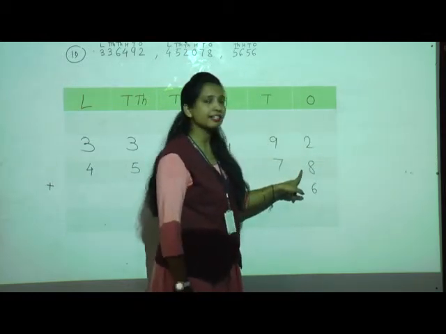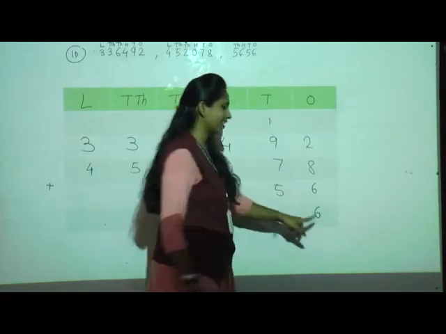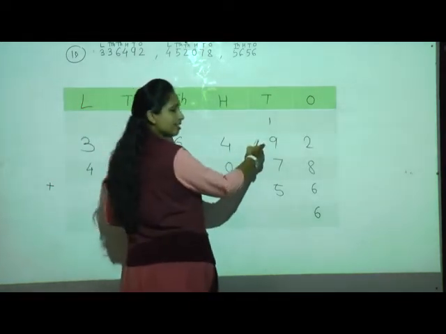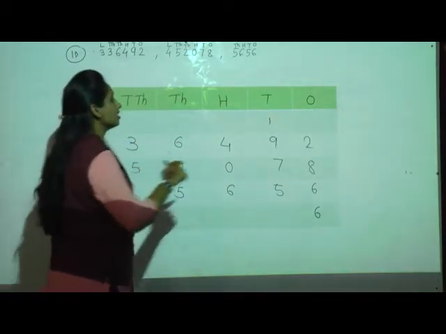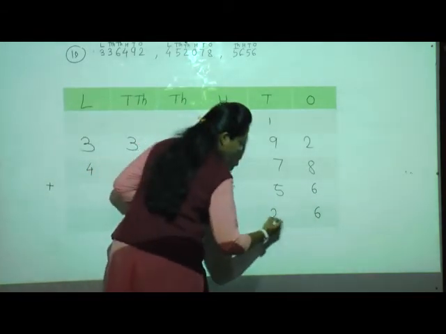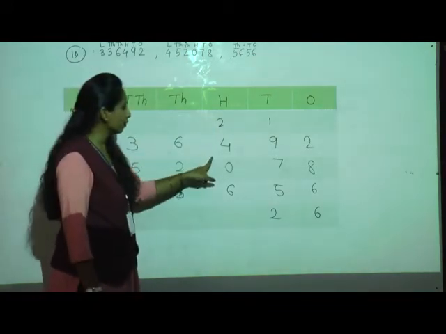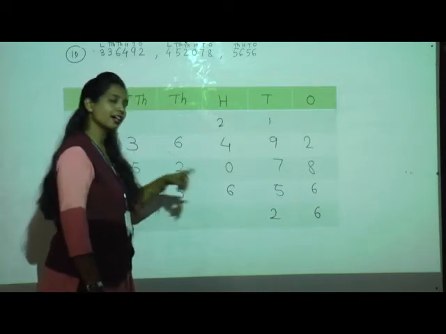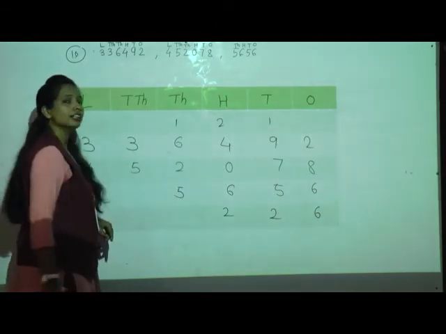Now 2 plus 8 is 10. 10 plus 6 is 16. So 16, 6 I'll write in the ones place, 1 we have to carry to the tens place. Now 1 plus 9 is 10, 10 plus 7 is 17, 17 plus 5 is 22. So 2 I'll write on the tens place, 2 will carry to the hundreds place. 2 plus 4 is 6, 6 plus 6, see the table, 6 twos are 12. So write 2 on the hundreds place, 1 you have to carry to the thousands place.